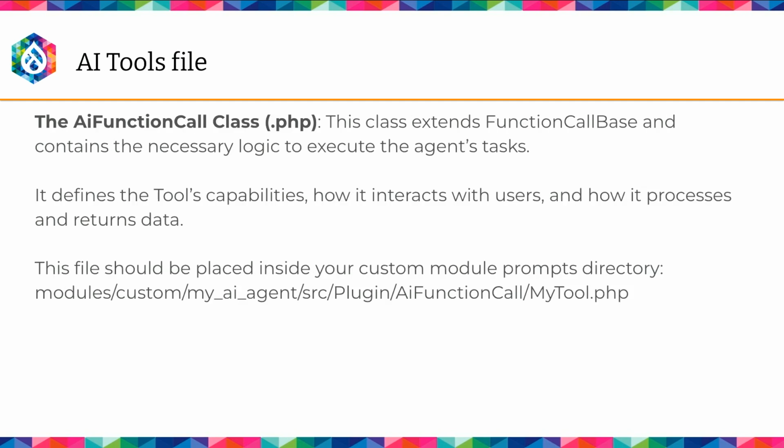So how the tool works. We need to create a plugin file which extends the AI function call base class, and it defines the tool's capabilities. We give some information to it: what it does, and the code that has to run. It goes in your custom module, under plugin, AI function call, and then the name of your tool.